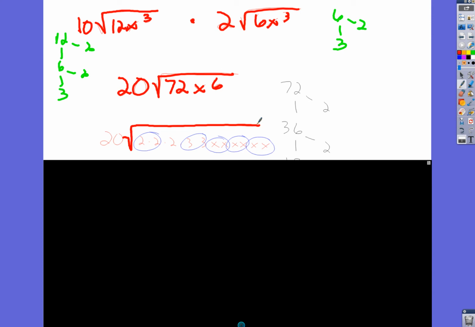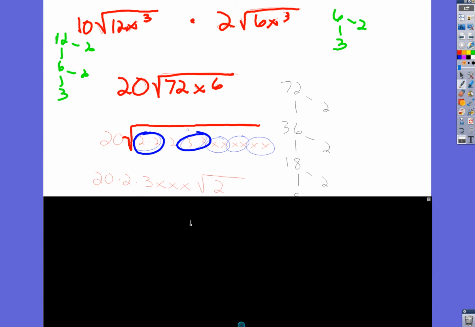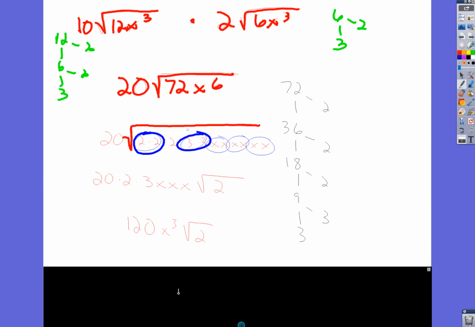Question? Wait, so since there's 3 x's, is it going to be 1.5? Every circle, that's why I use the circles. For every circle, it comes out once. So I circled a pair of 2's. That's going to come out once. What's 20 times 2? That's 40. Then we bring out a 3. What's 40 times 3? 120. You bring out, there's 3 circles of x's. So we end up with 120 x to the third on the outside, square root of 2 on the inside.